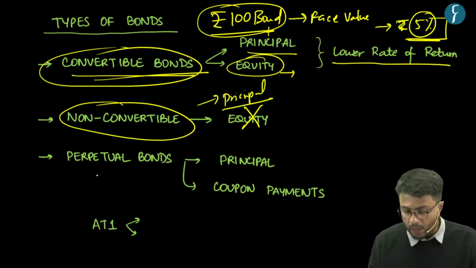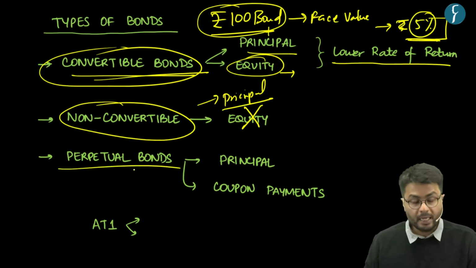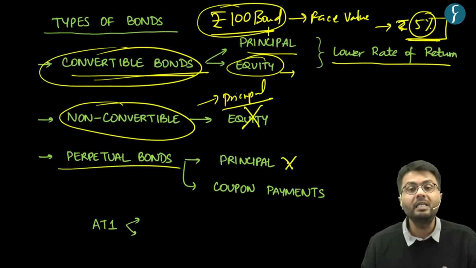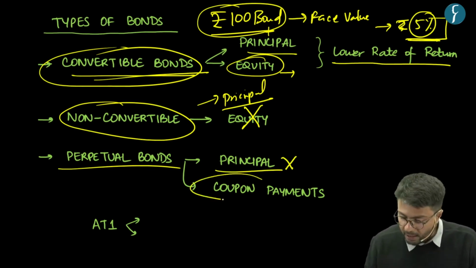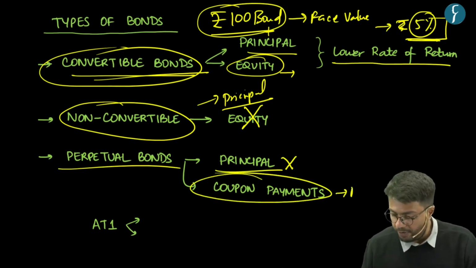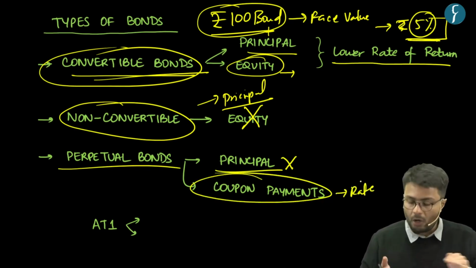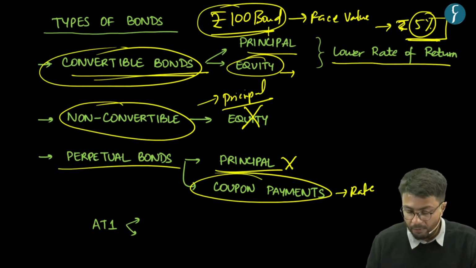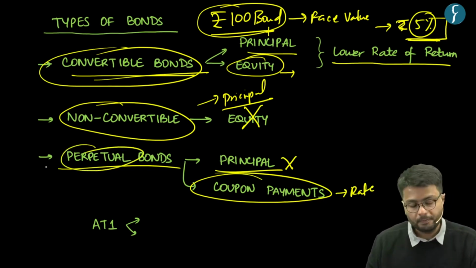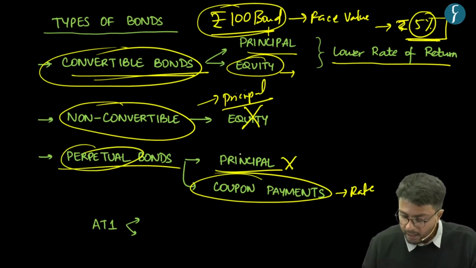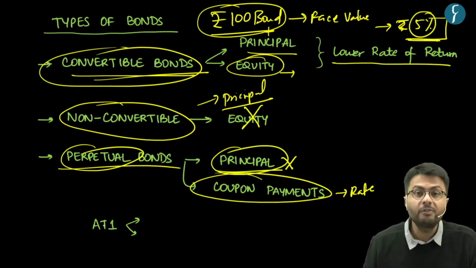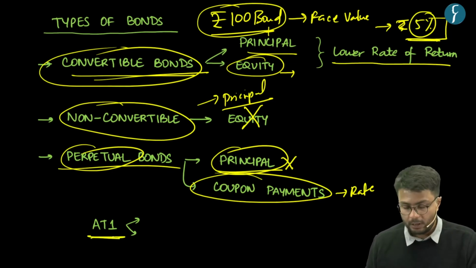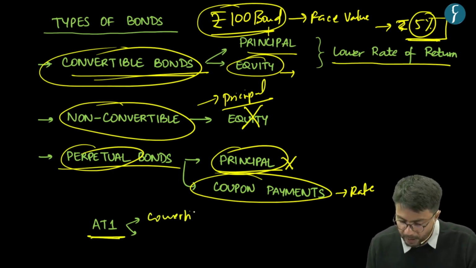Now the third type of bond is known as a perpetual bond. In this type of bond, the principal amount is never returned to the bondholder. Instead, the bondholder gets the coupon repayments, which are a form of rate of return, throughout the entire time, which means perpetuity of the bond. Hence, these bonds do not return the principal amount to the bondholders. For example, you must have heard of AT1 bonds. These are both convertible as well as perpetual in nature.